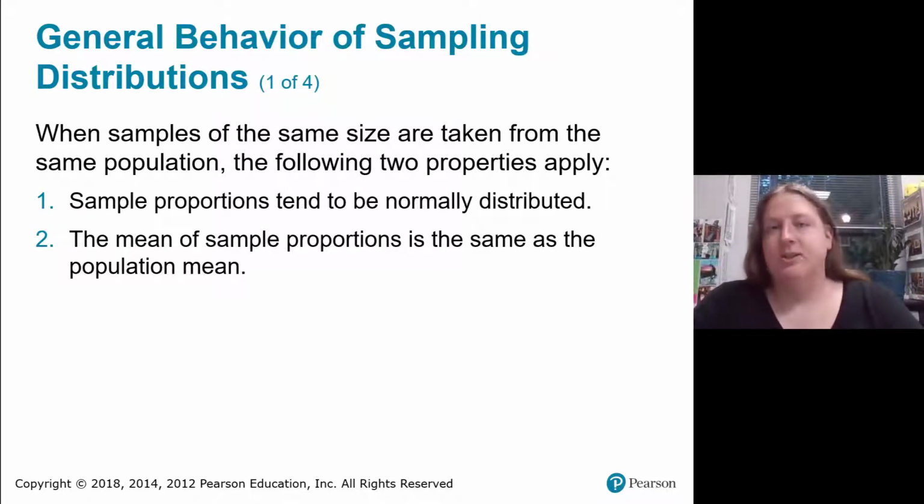So, general behaviors, all right? When we have samples of the same size that are taken from the same population, we have two properties that are going to apply. The first is sample proportions tend to be normally distributed, and the second is that the mean of sample proportions is the same as the population mean.